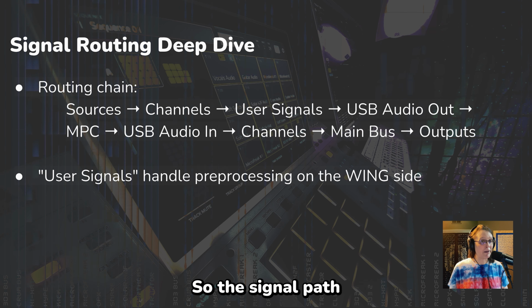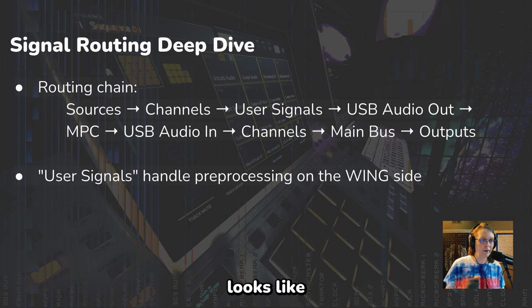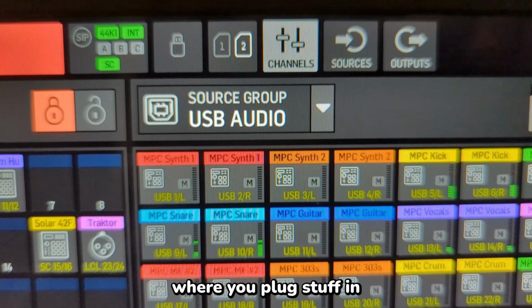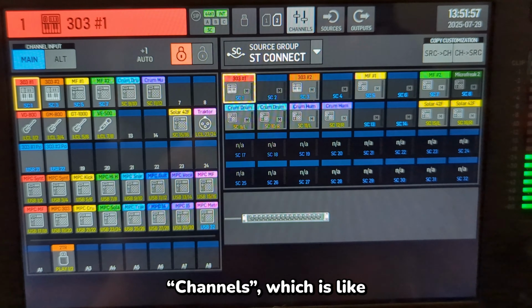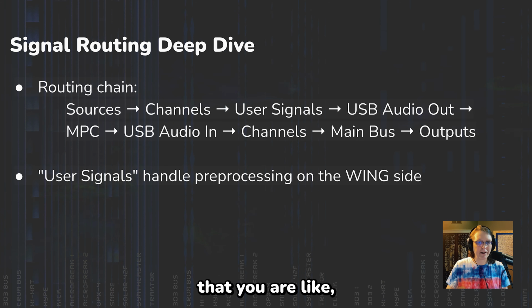So the signal path looks like your sources, where you plug stuff in at the tap. Channels, which is like your mixer channels, your mixer lanes that you are routing those sources to.